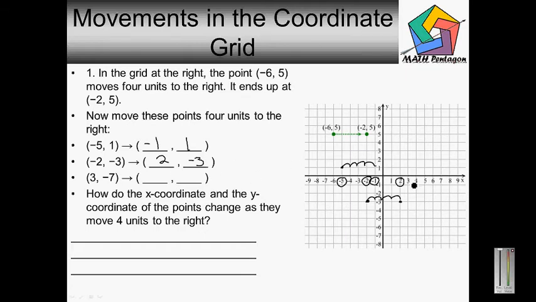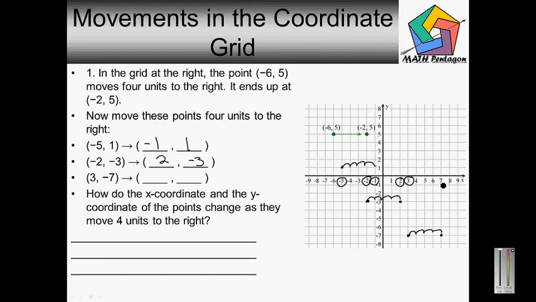We have (3, -7). So our x-coordinate 3 is right here. -7. So we got to go down, down, down, down. That's our y-coordinate, -7. As you can see, it lines up. Now it wants you to move this point 4 units to the right. So we move 1, 2, 3, 4.